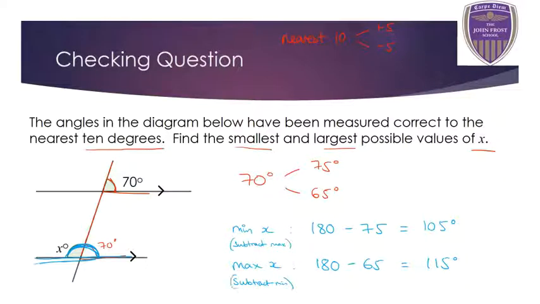Because remember, the minimum value of x is the smallest value x could be. Well, x being 105, which is worked out here, is smaller than x being 115, isn't it? And then the same the other way around. So the maximum value of x, we want the biggest number x could be. 115 is bigger than 105. So there's a little bit more to think about. Whenever you're subtracting, if you want the minimum value, you subtract the maximum away. And if you want the maximum value, you subtract the minimum away. Okay, so that's how you would answer that question.